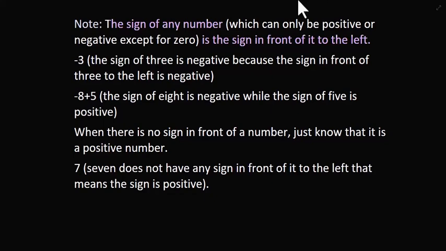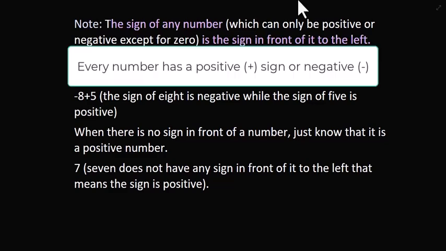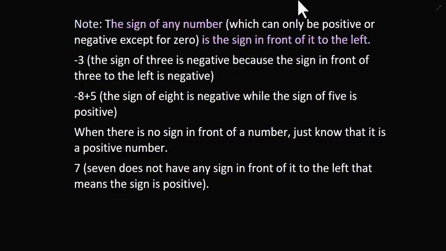Now take note of this. The sign of any number is the sign in front of it to the left. Every number can only have a positive or negative sign, except for 0, which is a neutral number. As you can see, we have -3 here. The sign of 3 is negative because the sign in front of it to the left is negative. While here we will have -8 plus 5, the sign of 8 is negative, while the sign of 5 is positive. This is because the sign in front of 8 to the left is negative, while the sign in front of 5 to the left is positive.